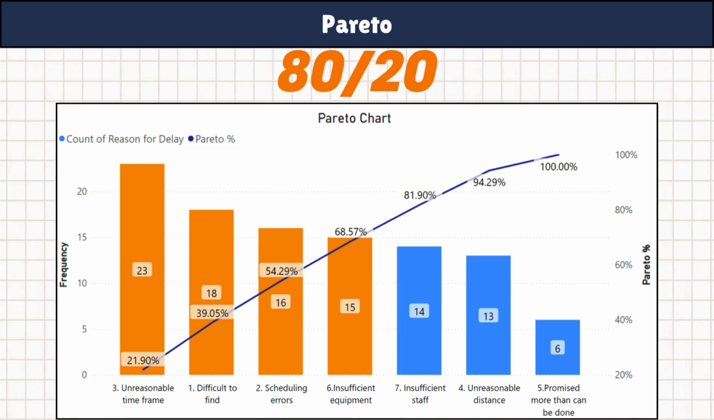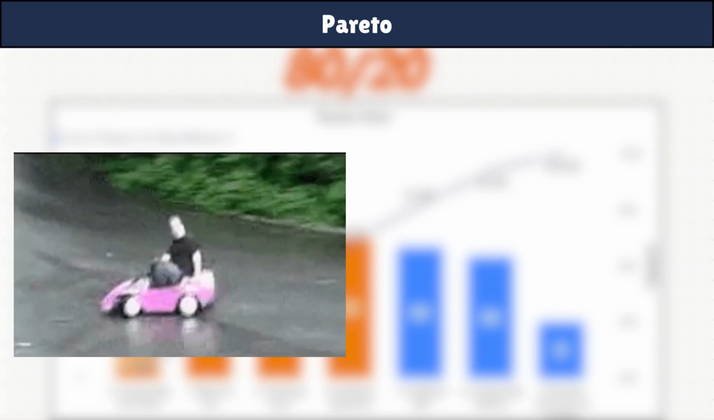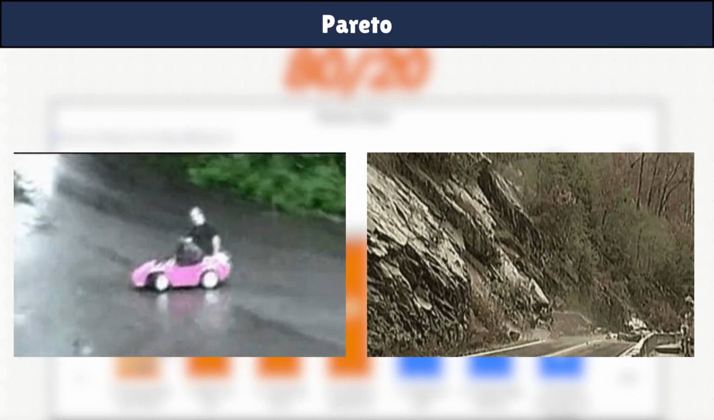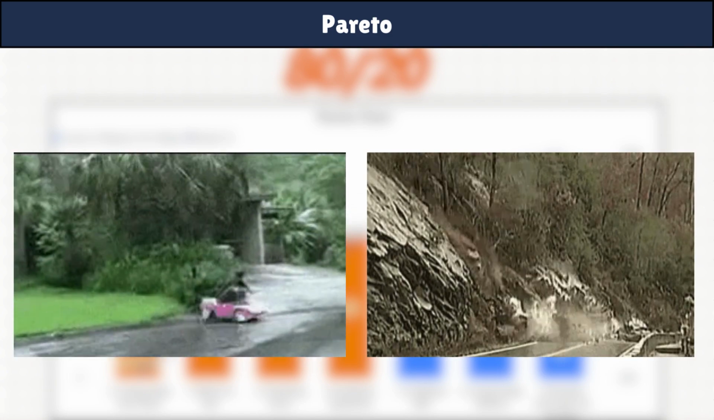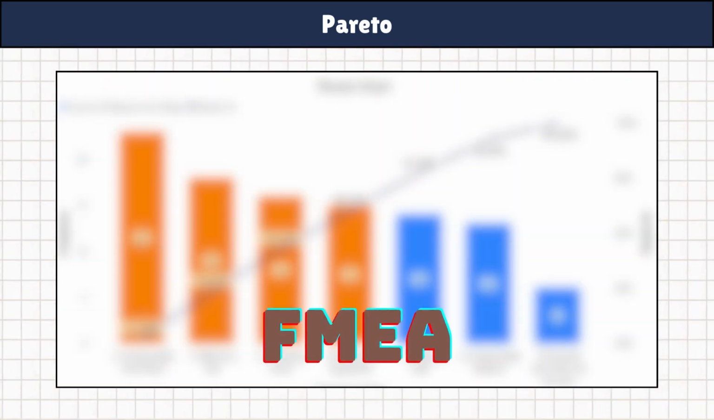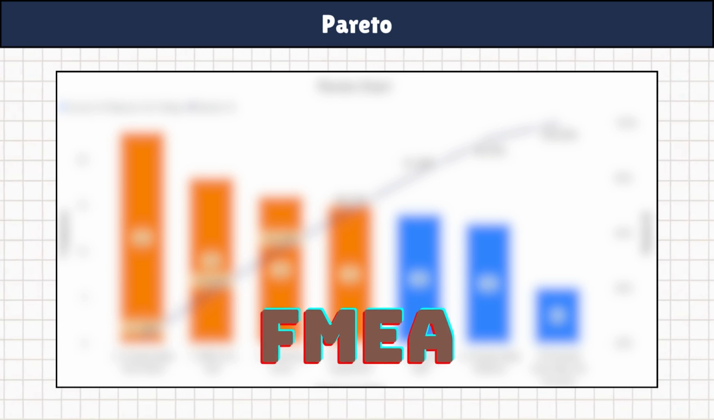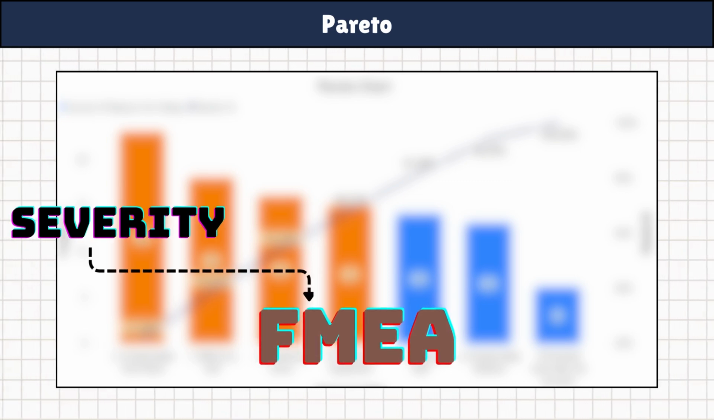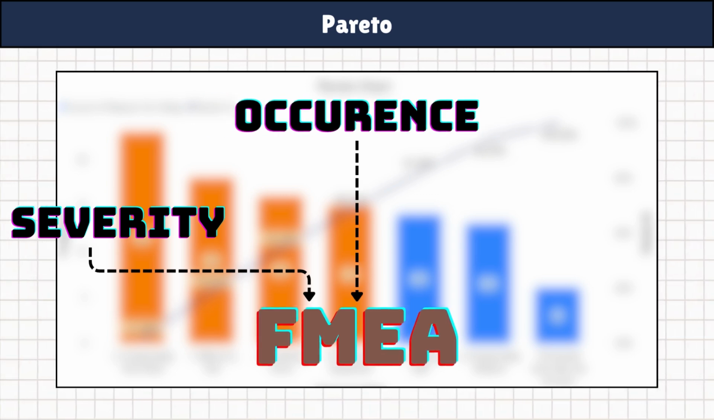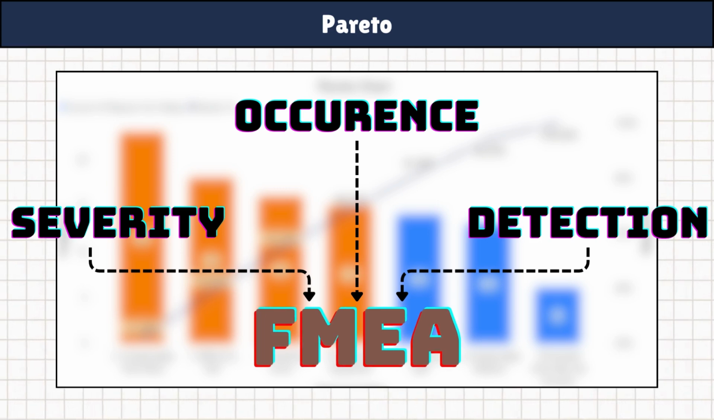However, oftentimes frequency alone is not enough. It may happen that some low frequency causes might have severe consequences, or even sometimes we are not able to detect low frequency causes, which ultimately leads to failure. That's where FMEA or failure mode and effect analysis helps. The FMEA process prioritizes causes based on severity, that is how serious is the effect, occurrence, how often does it happen, and detection, how easily can we detect it before failure occurs.